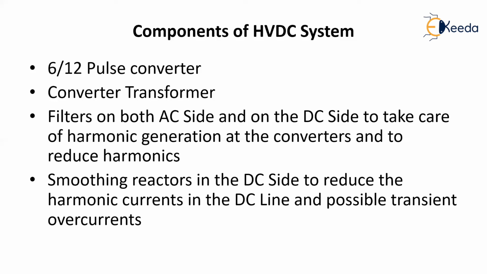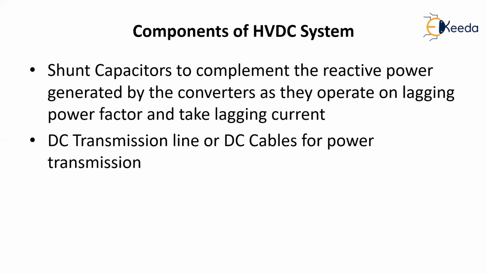And then we have something called smoothing reactors. We know that whenever there is a conversion from AC to DC or DC to AC, ripples will be there. The ripples have to be mitigated. So for mitigating the DC ripples, we are using the smoothing reactors. It is on the DC side to reduce the harmonic currents in the DC line, and limiting possible transient overcurrents is also one of the advantages of smoothing reactors. And then we have shunt capacitors to complement the reactive power generated by the converters, as they operate on lagging power factor and take the lagging current. The next one is obviously the DC transmission line or DC cables for the power transmission.